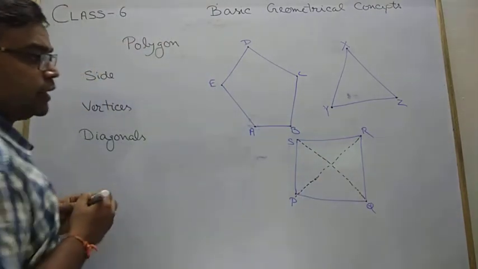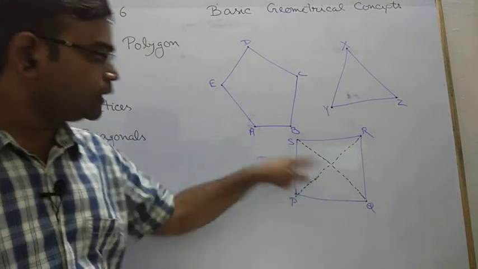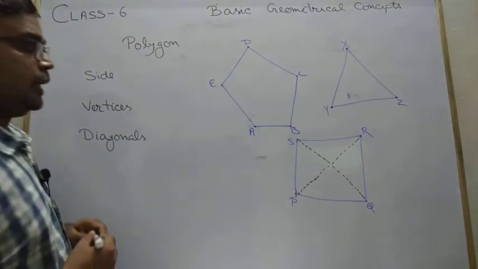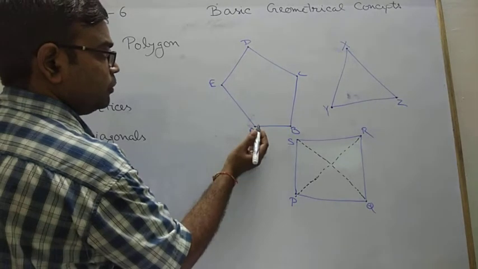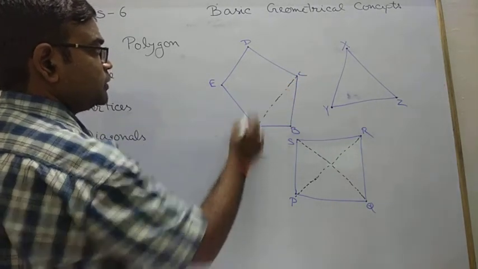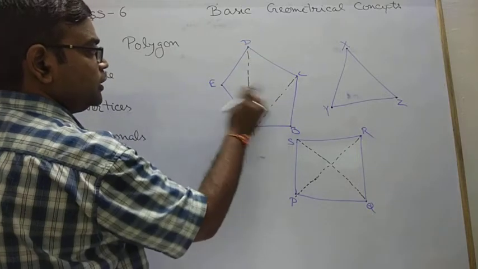So in this case, PR and QS are the diagonals of this rectangle. In the pentagon, opposite of A may be C or D. So we join them. These two are diagonals.